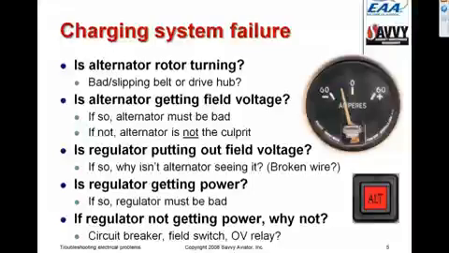If the alternator is rotating and getting field voltage, then it's not the alternator's fault. So we have to go backwards and see if the regulator is putting out field voltage. If the regulator is putting it out, but the alternator is not getting it, we probably have a broken wire or a bad connector in the lead between the regulator and the alternator. If the regulator is not putting out field voltage, we want to see if it's getting voltage in. If it's getting voltage in but not putting voltage out, then the regulator has failed. If it's not getting voltage in, then we have to back up further and check the overvoltage relay, field switch and circuit breaker.